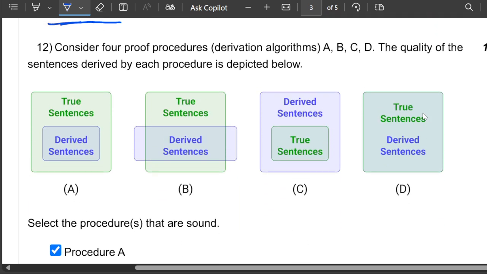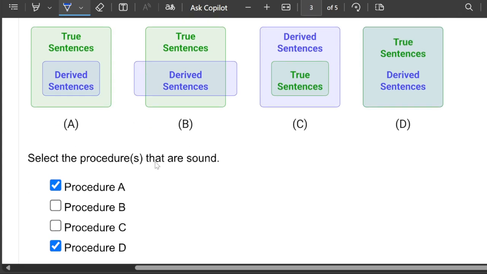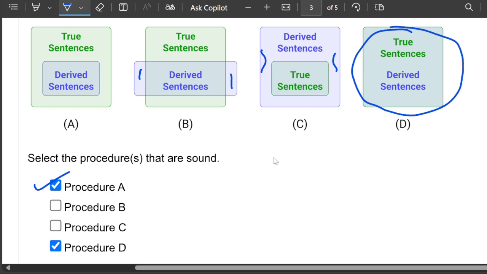Here we have sound and complete. So what does soundness say? If every derived formula is true, then it is sound. So derived formulas are true. In A, it's true, so it's sound. In B, derived formulas are not true here, so it is not sound. Derived formulas are not true here, so it is not sound. This is all one subset, an equal subset, so this is sound.